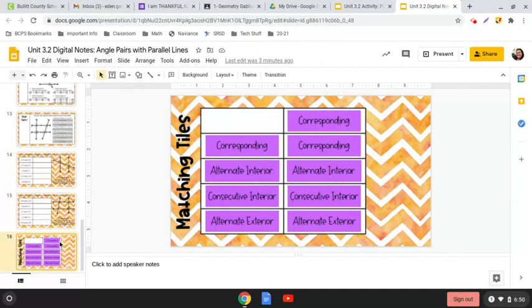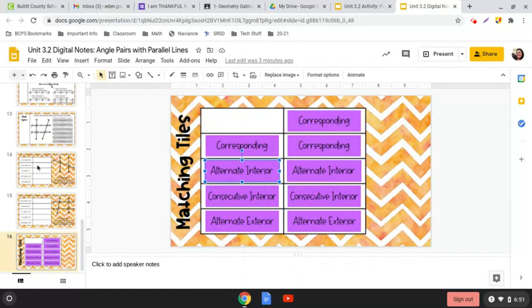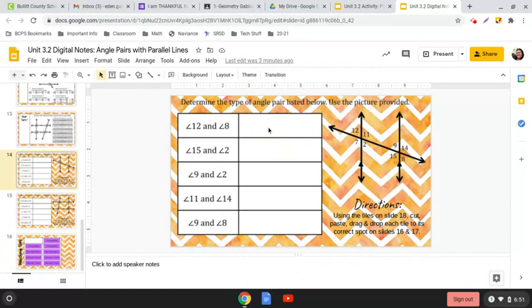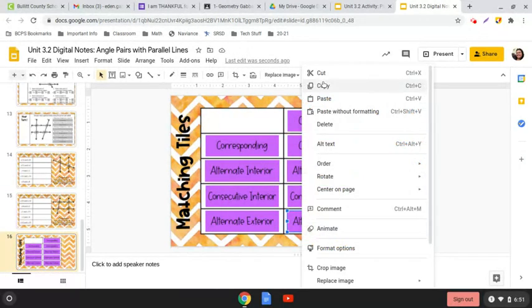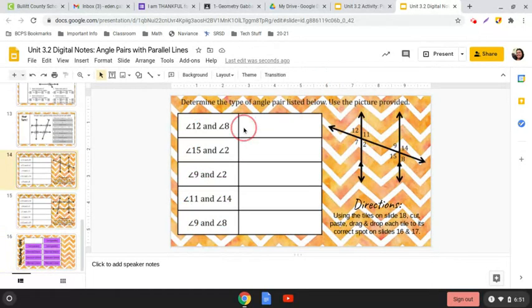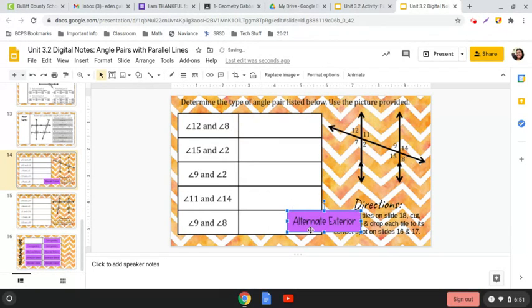So let's come down here to our answers, and let's get us an alternate exterior. Oh, and I did the wrong one. See? We want alternate exterior. Here we go. And we put our answer right there.